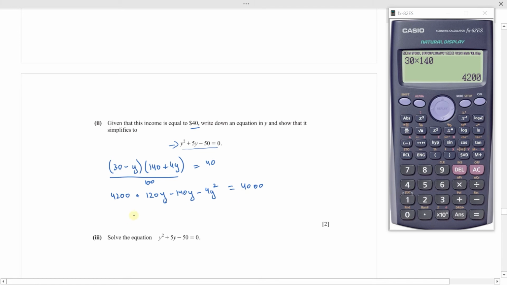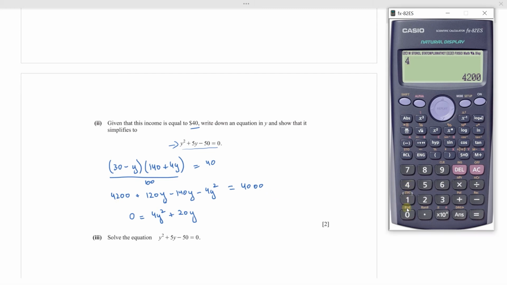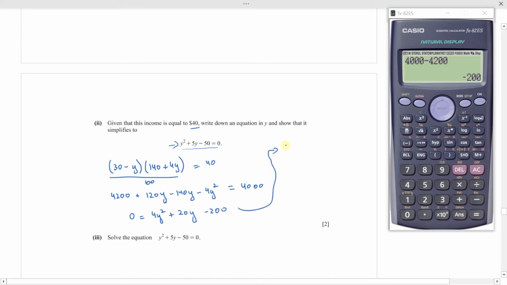If I take this to the right, here I'll be left with 0. This taken to the other side will become 4y square. 120 minus 140 is minus 20y on this side, and if I take it to the other side, I will get plus 20y. 4,200 will be taken here, so it will become negative. So this will be 4,000 minus 4,200, which is minus 200. So I can write it as 4y square plus 20y minus 200 equals 0.